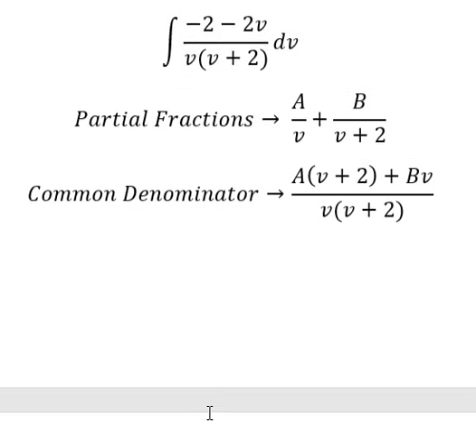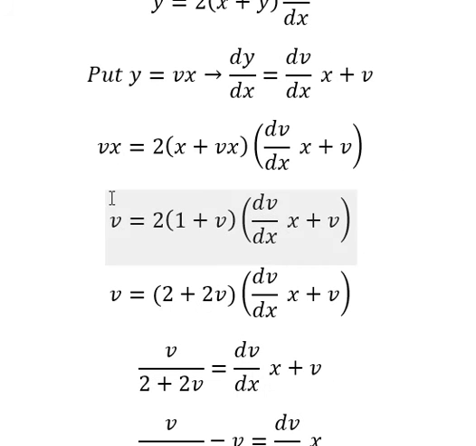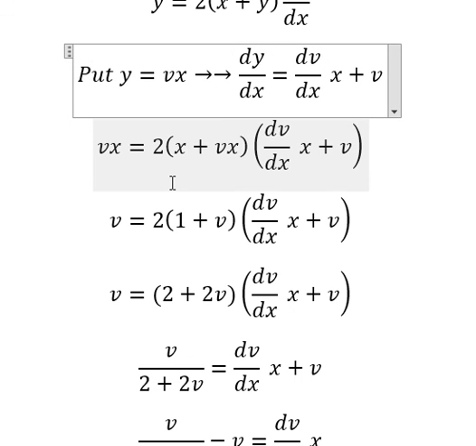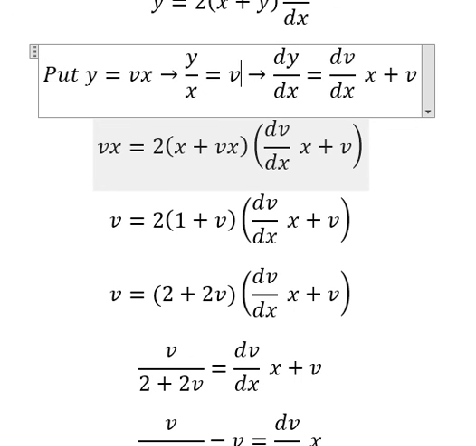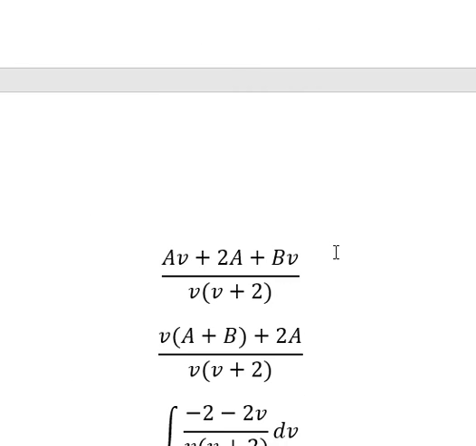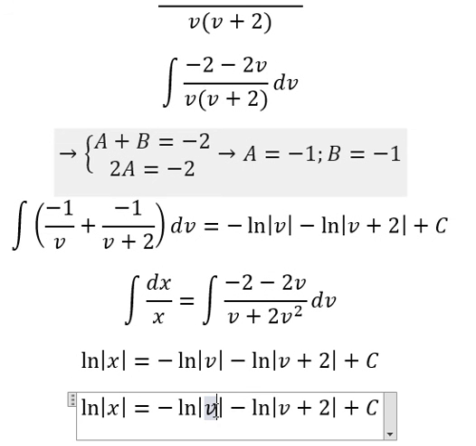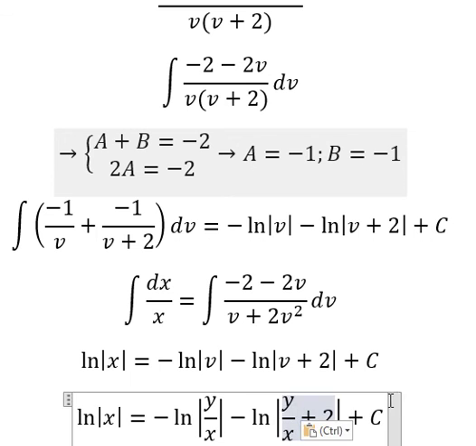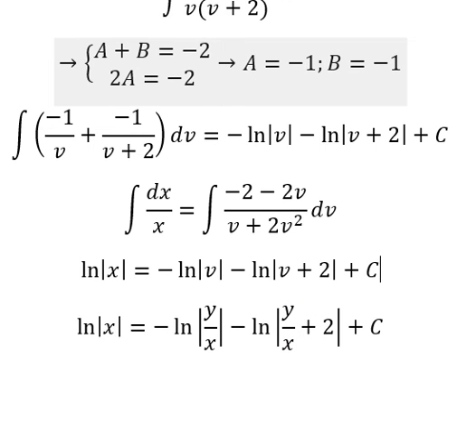About v, we need to return back to this one. So we divide both sides by s. And we need to change this one for v. And this is the final answer. This is the end.